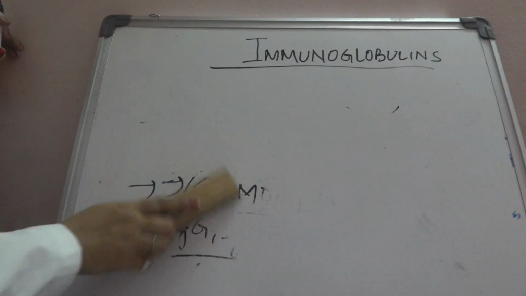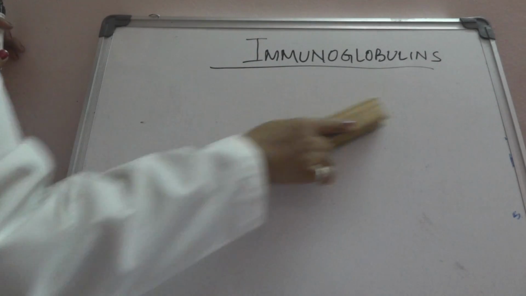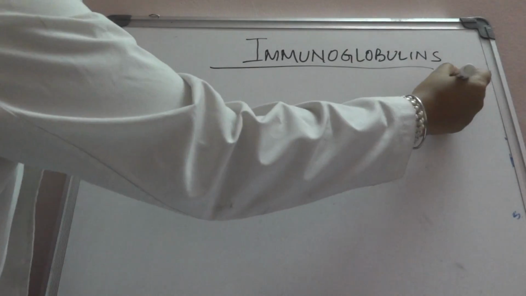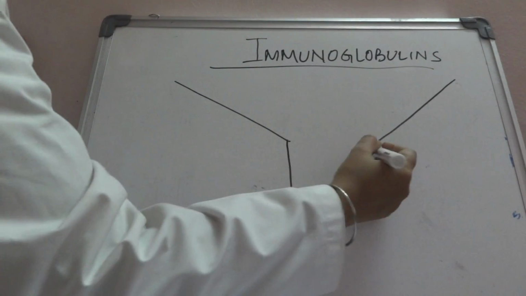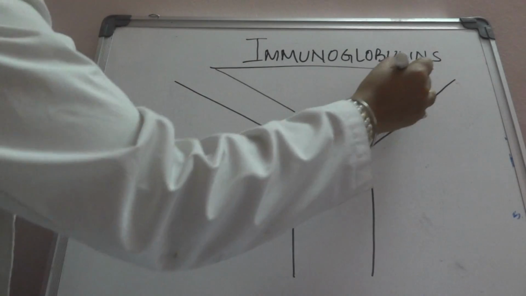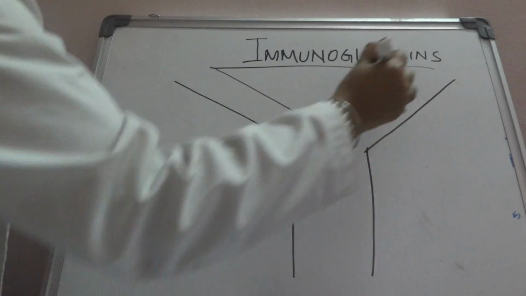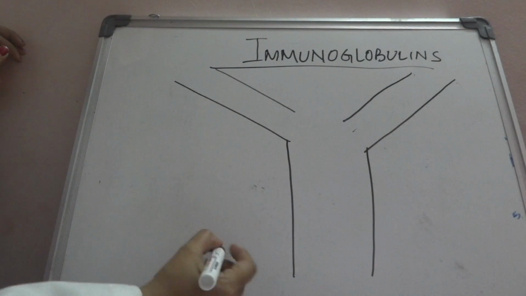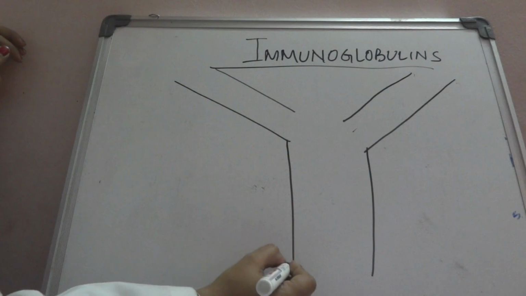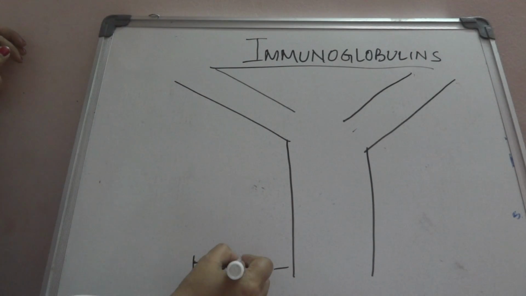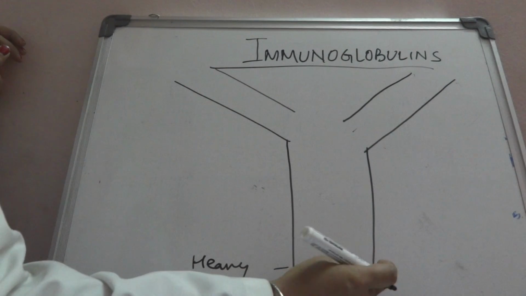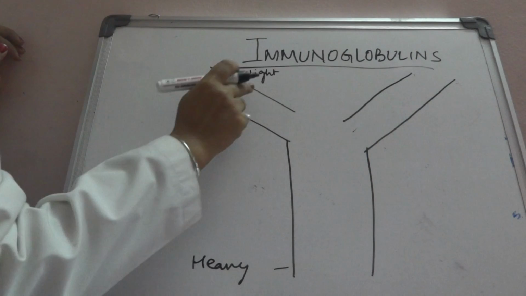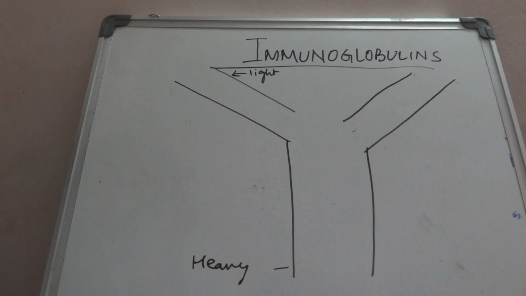Now coming to how a Y-shaped tetramer of the gamma globulin looks. It is Y-shaped. This means there is one chain over here, one chain over here, and one like this. So this is our Y. Now we are saying it is a tetramer. So this has to be a heavy chain, and this is the second heavy chain. And this has to be a light chain, and a second light chain.